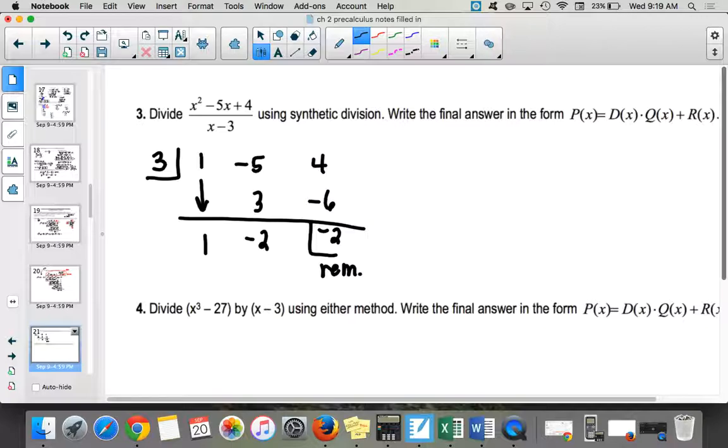All of these numbers represent things. So this 1, negative 2, do you guys remember what that is? X minus 2, exactly. So our final answer is x minus 2 with a remainder of negative 2.